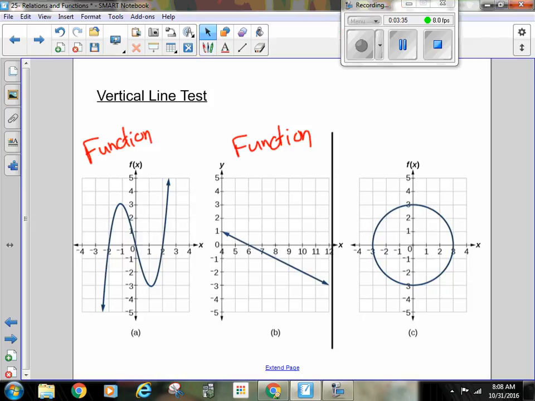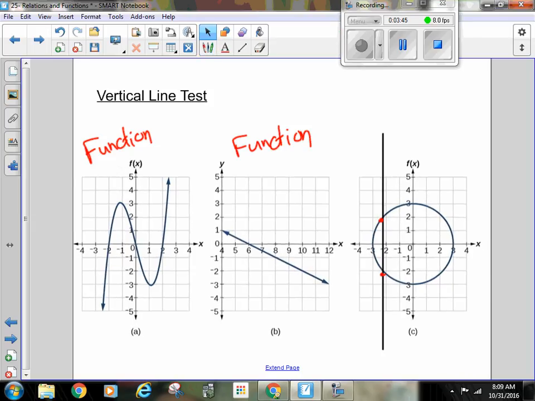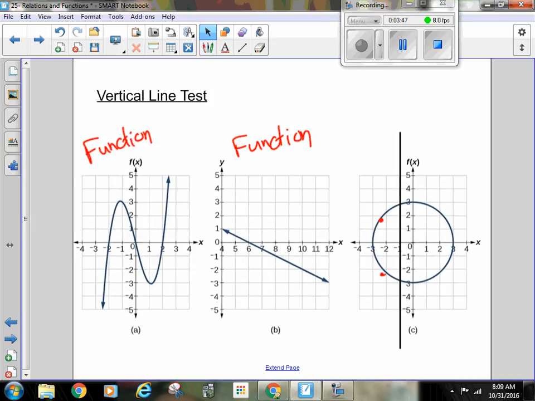Okay, so if I take my vertical line to this last one, I see here that when I'm running, I am touching 2 different points at a time. If I move, oops, I want to move my line, not my graph. If I move my line, again, I'm touching my graph in multiple places. So this is classified as not a function.